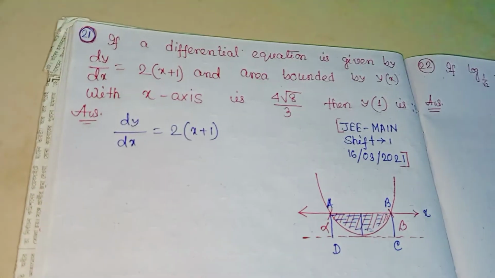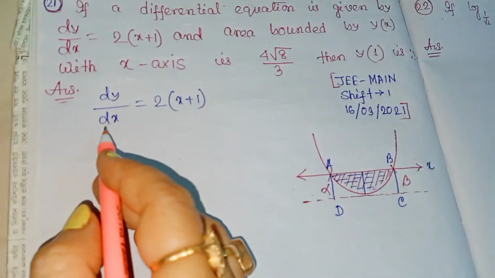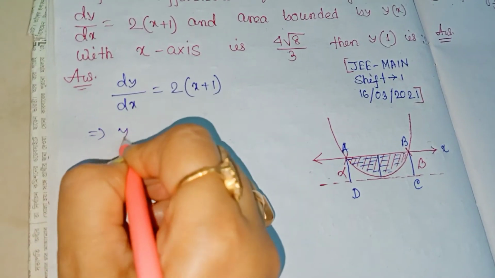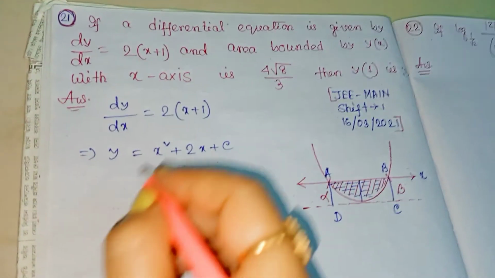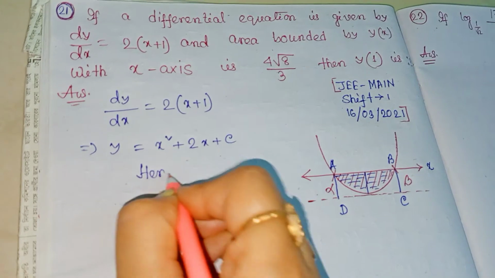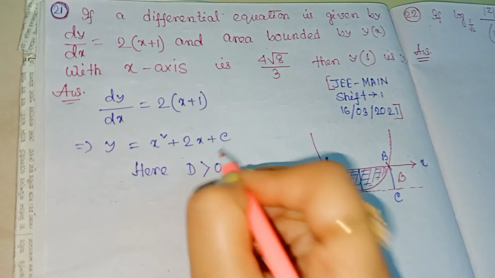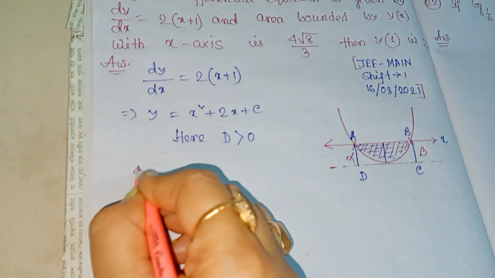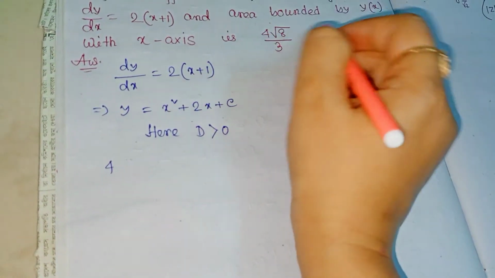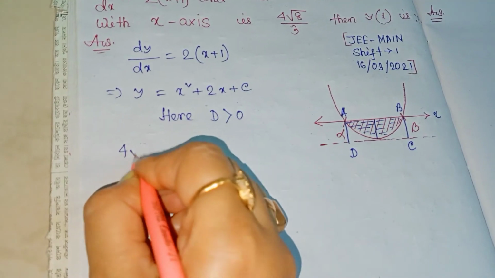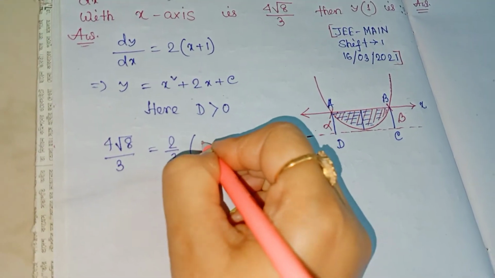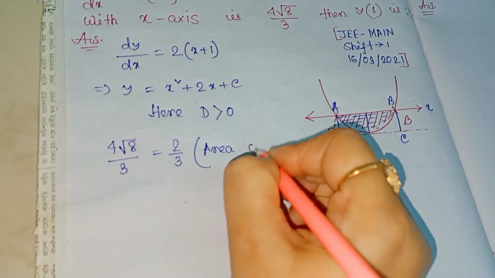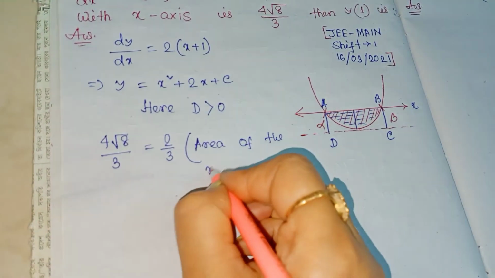So now coming to the solution. So dy/dx is equal to 2 into x plus 1. So now here y is equal to x square plus 2x plus c. Here D is greater than 0 always. So now 4 root 8 by 3 is the bounded area with the x-axis. So 4 root 8 by 3 is equal to 2 by 3 into the area of the rectangle.